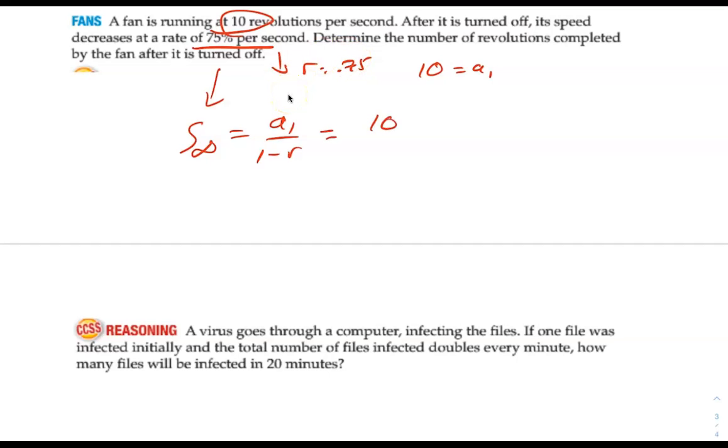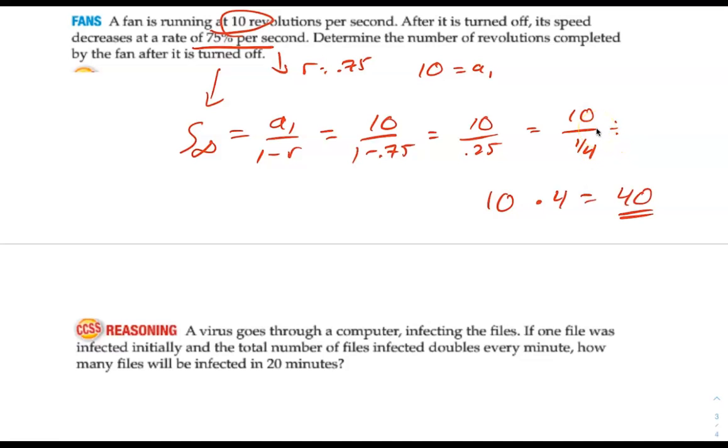So 10 over 1 minus 0.75. That's 10 over 0.25. Now 0.25 I know is a fraction, it's 1/4. So if I'm doing this all by hand, I'm going to say, hey, it's essentially saying 1/4. Hey, that's a divide. So 10 divided by 1/4, or 10 times the reciprocal. So 40. So that's the idea.